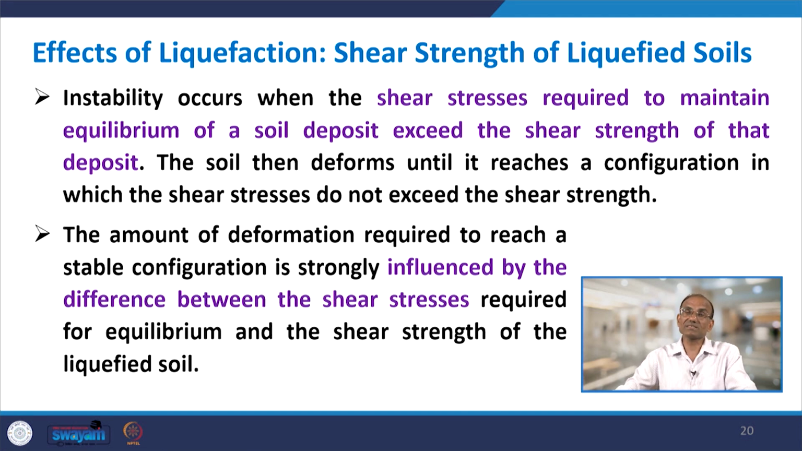Instability occurs when the shear stresses which are required to maintain equilibrium of a soil deposit exceed the shear strength. So, the shear stresses which develop inside the soil are more than the shear strength of that deposit. In that case, there will be what we call the flow liquefaction. The soil then deforms until it reaches a configuration in which the shear stress does not exceed the shear strength. So, what will happen? If your shear stresses are exceeding shear strength, there will be instability, and it will continue until the point where it automatically finds some natural equilibrium condition, and when it reaches that condition, naturally the strain level will be high.